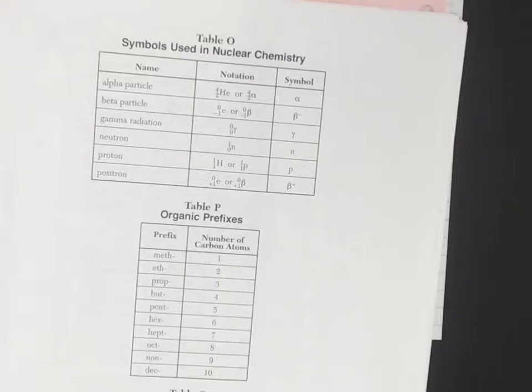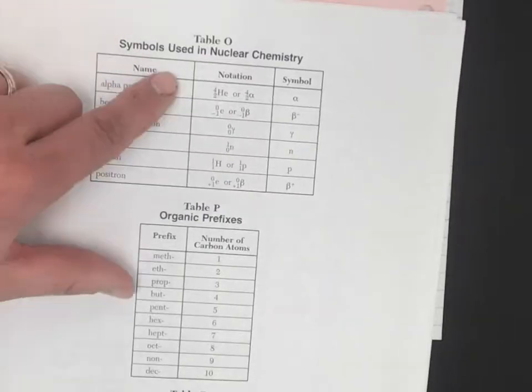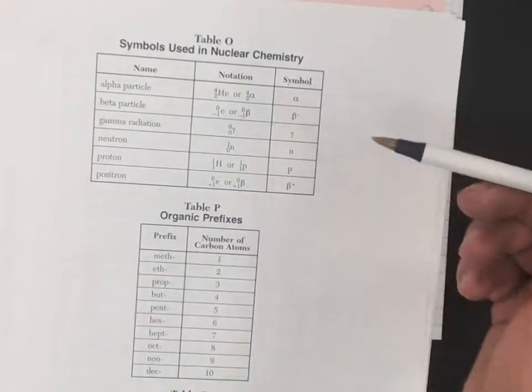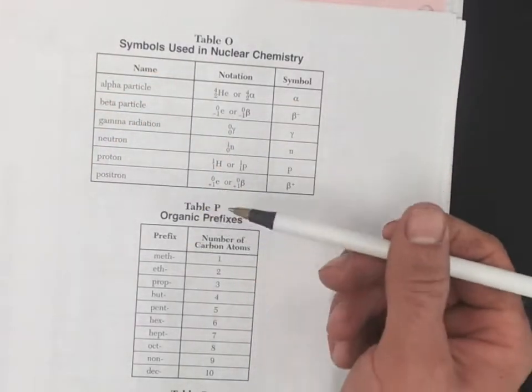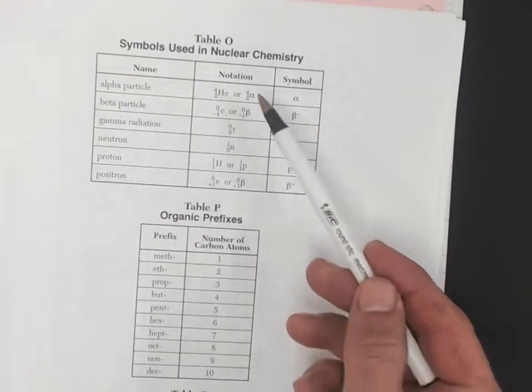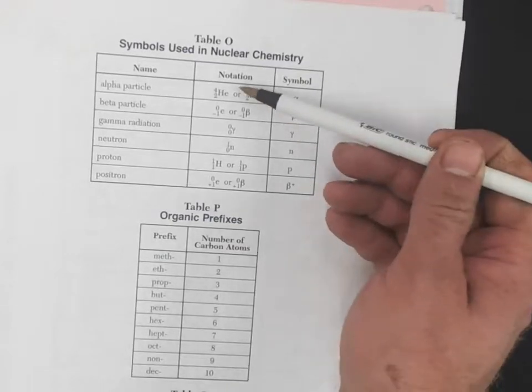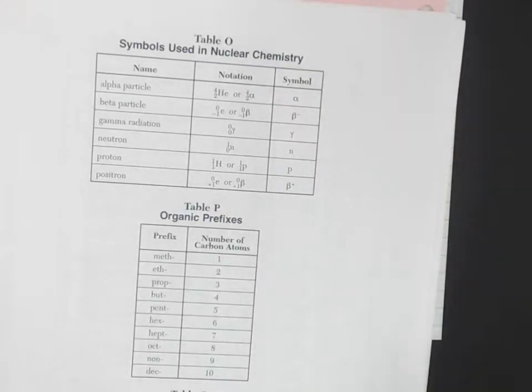In Table O, you're given a new chart that talks about symbols used in nuclear chem. What you're going to notice, people forget this is here, and on the Regents exam, you need to remember where you can find it. Will they ask, like, what's the symbol? Absolutely, they could say, what is the symbol of an alpha particle?